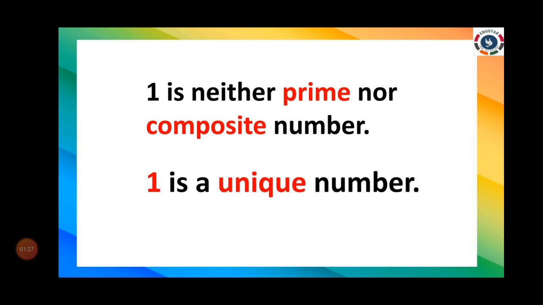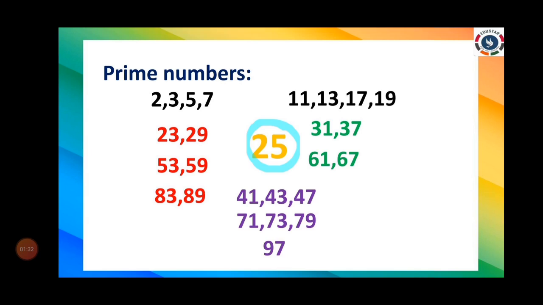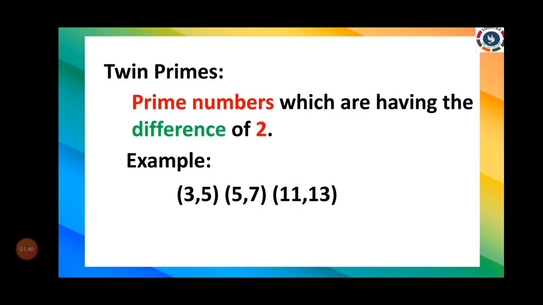Then 1 is neither a prime nor a composite number. So 1 is the unique number. And it is noted here that there are 25 prime numbers in total from 1 to 100. So that is noted here, and you already know about that.